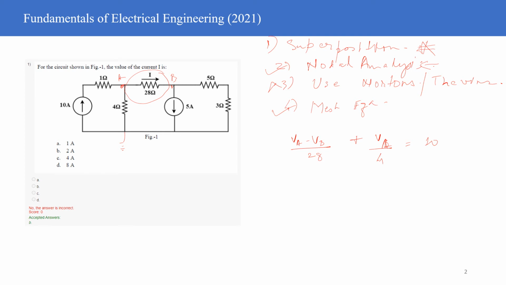The second equation can be (VA minus VB) by 28 plus VB by 8 is equal to 5. Any queries how I got these two equations?